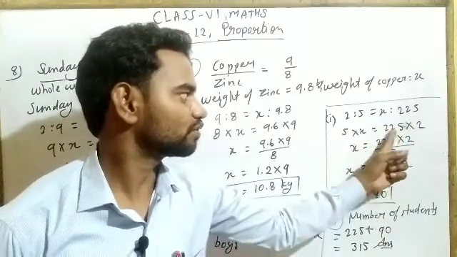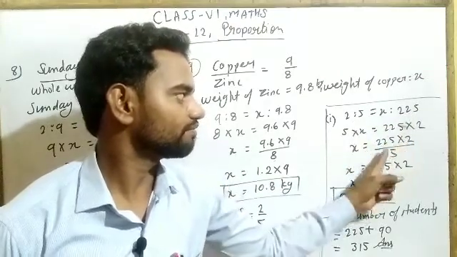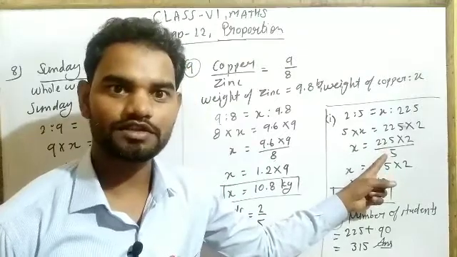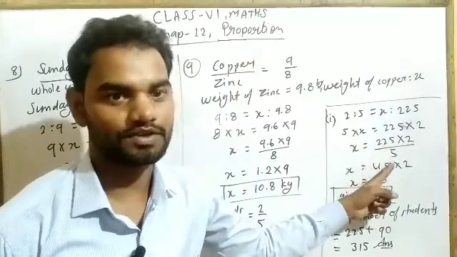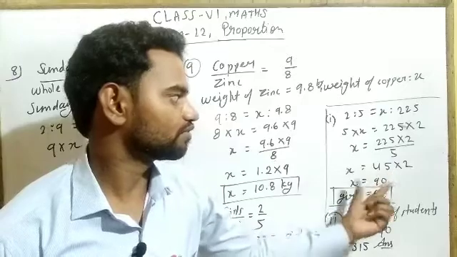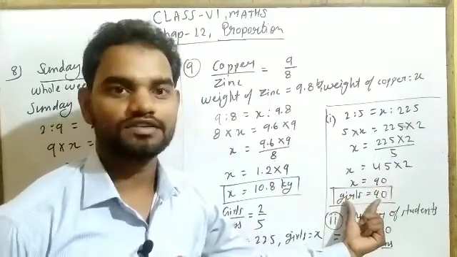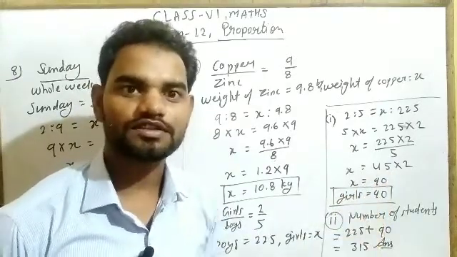X equal to 225 into 2 upon 5. 225 will be easily cancelled by 5. 5 4 is 20 and 5 5 is 25. 45 into 2 will be 90. So this is the number of girls. Number of girls are there 90.